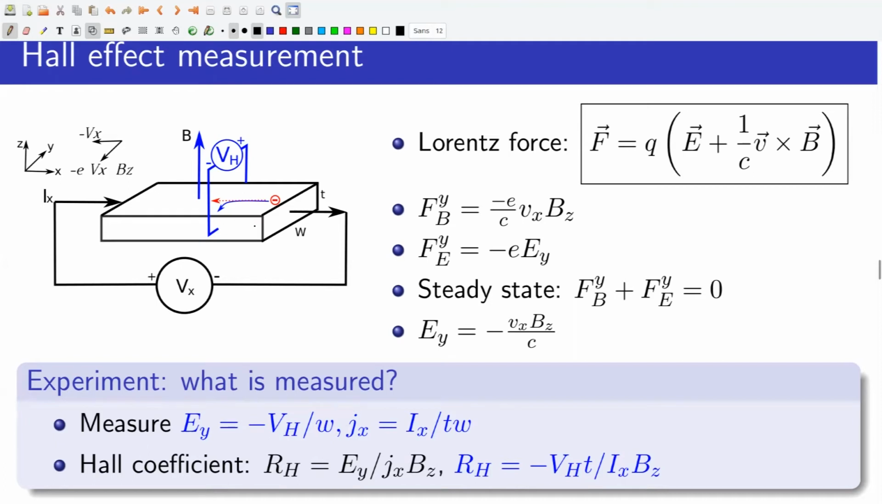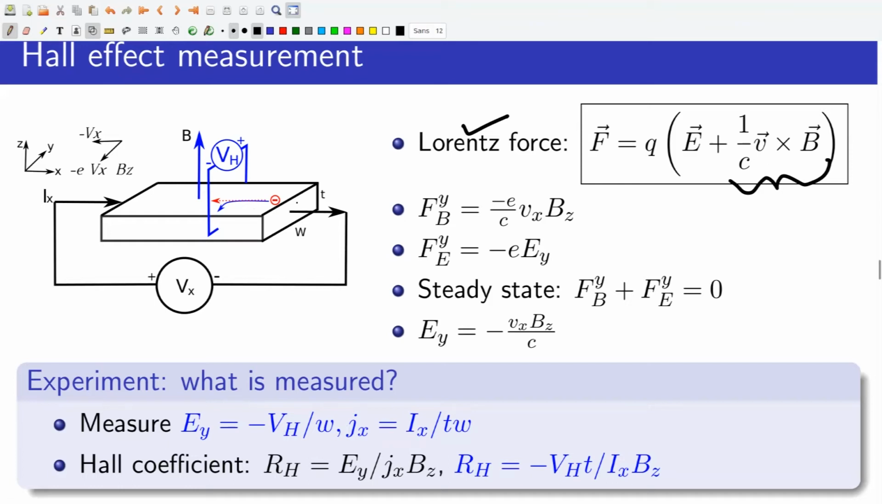However, because of the magnetic field, electrons feel a force in this direction shown by the blue arrow. So in presence of both electric and magnetic field, the electrons will feel a force, which is known as the Lorentz force. And the movement along the blue line will happen because of the magnetic part of the Lorentz force.